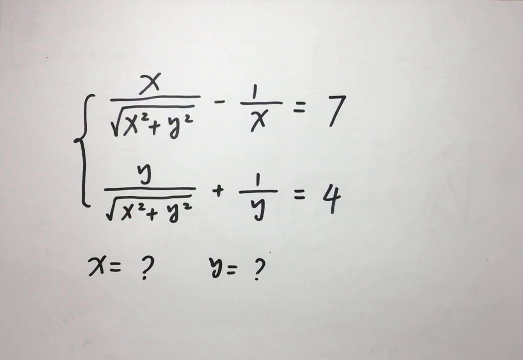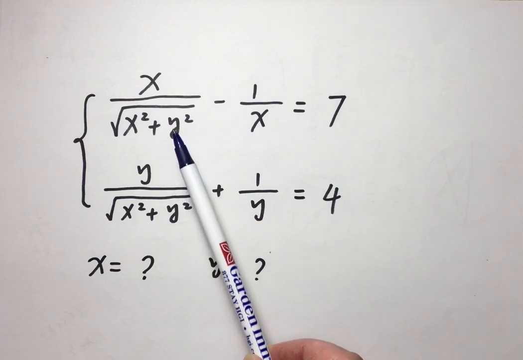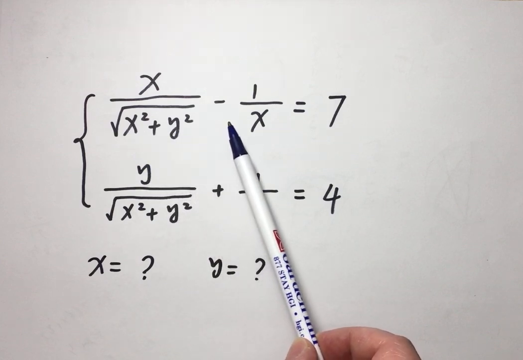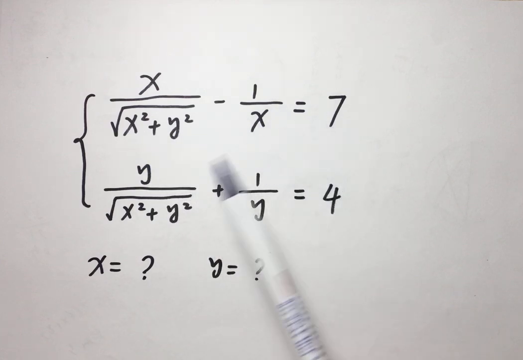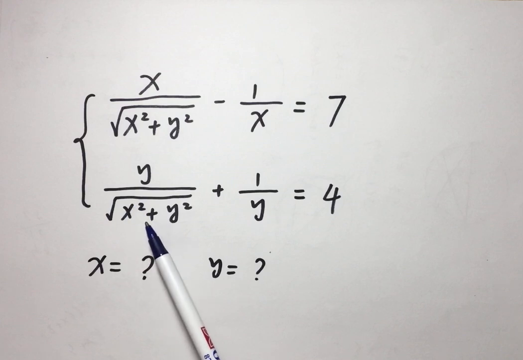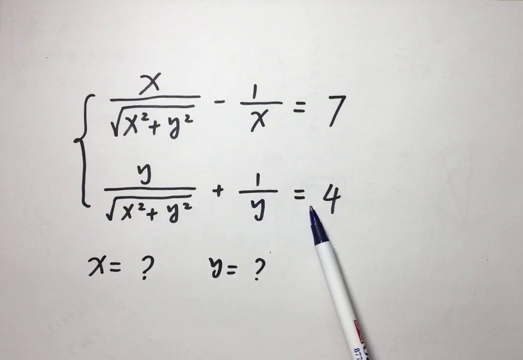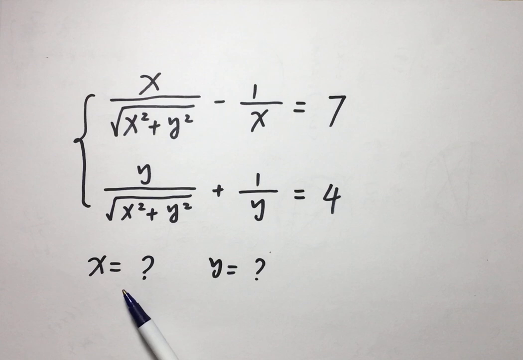Thunder. Today, I would like to show you how to solve a pretty difficult math question. So we have two equations here: x over square root of x squared plus y squared minus 1 over x equal to 7. And the second equation is y over square root of x squared plus y squared plus 1 over y equal to 4. So we want to find out how much is x and how much is y.